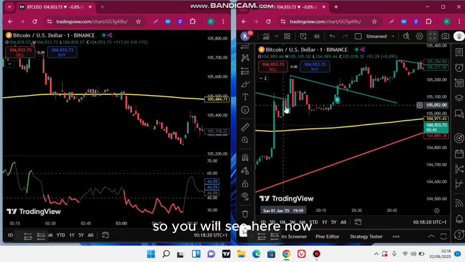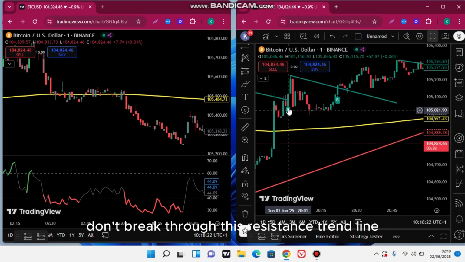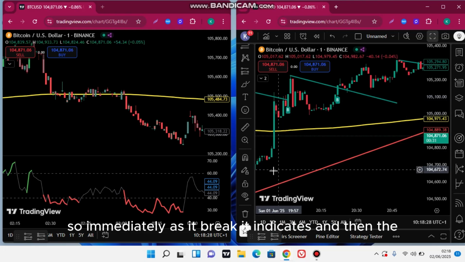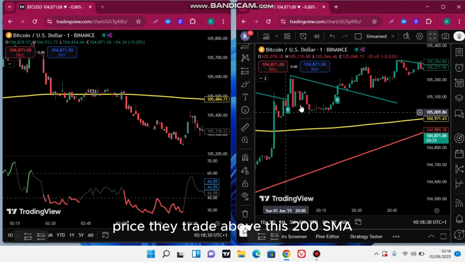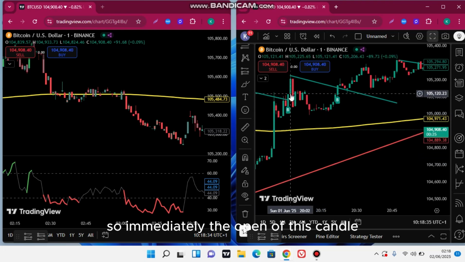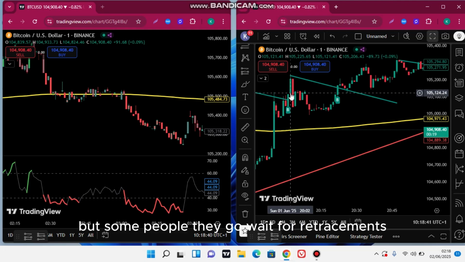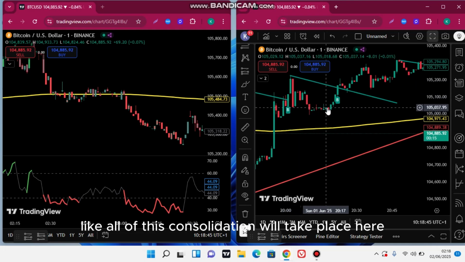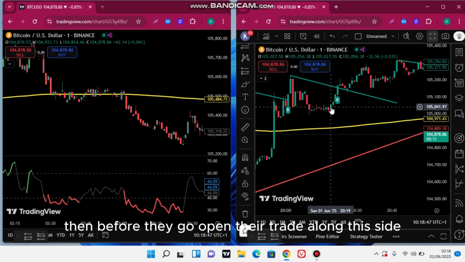So you go see here now, this candle don break through this resistance trend line for here. So immediately as it break, it indicates, and then the price they trade above this 200 SMA. So immediately the open of this candle, for me as an aggressive guy, I go open my trade for here. But some people, they go wait for retracements, like all of this consolidation will take place here, then before they go open their trade along this side.